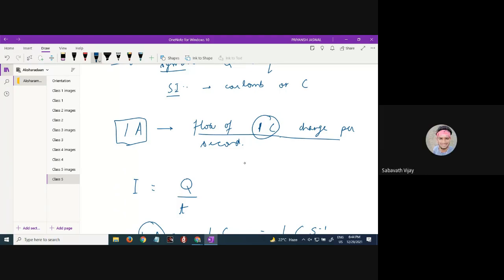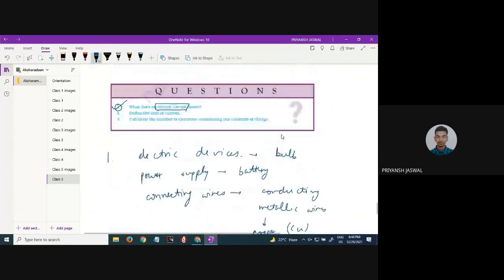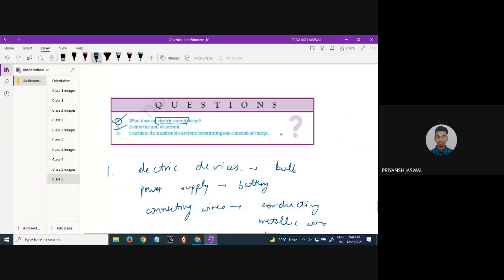Okay, sir. 1 ampere is defined as the flow of 1 coulomb charge per unit time, or you can say per 1 second. So this is how we define ampere, the unit of current.